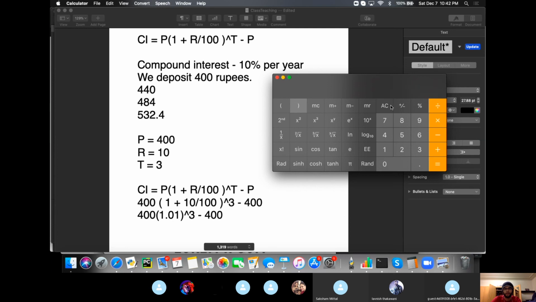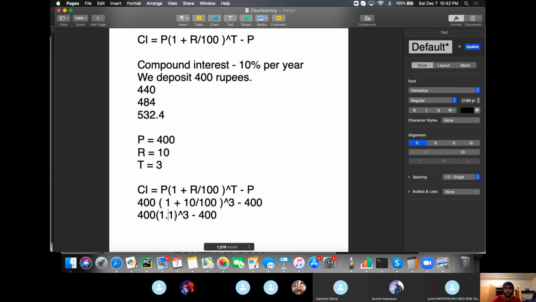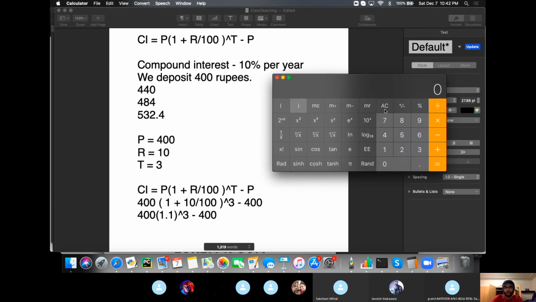Wait, what happened? Sorry, not 1.01, 1.1. My bad. Because 10 divided by 100 is 0.1, and we have to add that to 1, right? So we have 1.1 raised to the power 3, which is 1.331. So multiply this by 400 and we get 532.4. But we have to subtract 400 from that. Subtract 400, that leaves us with 132.4.